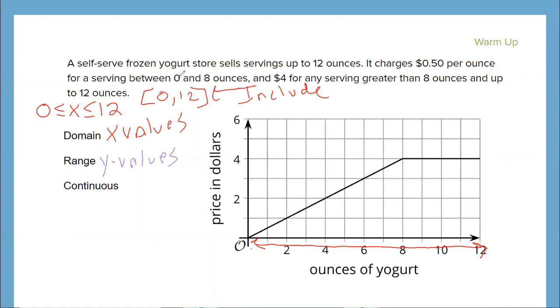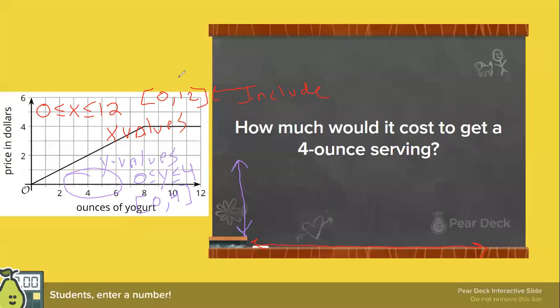Okay, and with those Y values, that starts from 0 and it goes all the way up to 4. So 0 to 4. Notice I'm using a Y value, or I could say 0 to 4, just like that. And this is continuous, and the reason why is there's no breaks in this graph whatsoever. It continues all the way through. Okay.